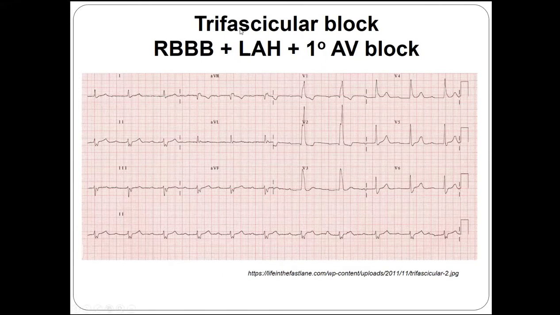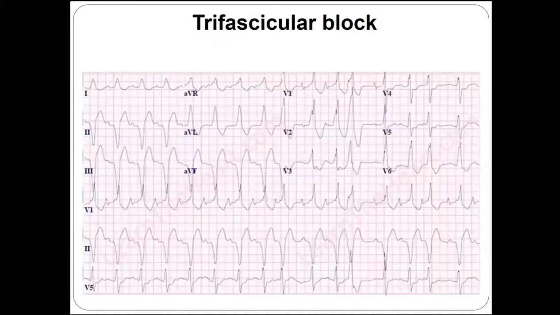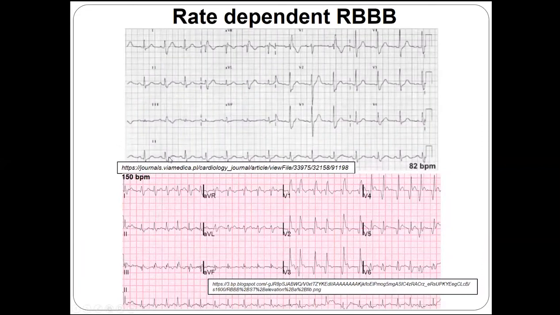Okay. Now, trifascicular block. What does trifascicular block mean? Trifascicular block means that we have a bifascicular block, right bundle branch block and the hemiblock, plus we have a first degree AV block. So the PR interval is elongated. Or we have a left bundle branch block and the first degree AV block. That's again a trifascicular block. Okay, good. That's it. Go on.